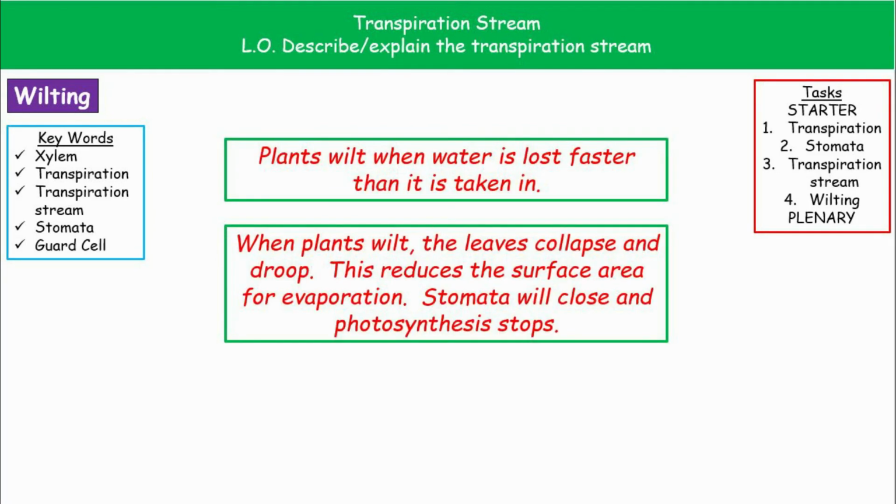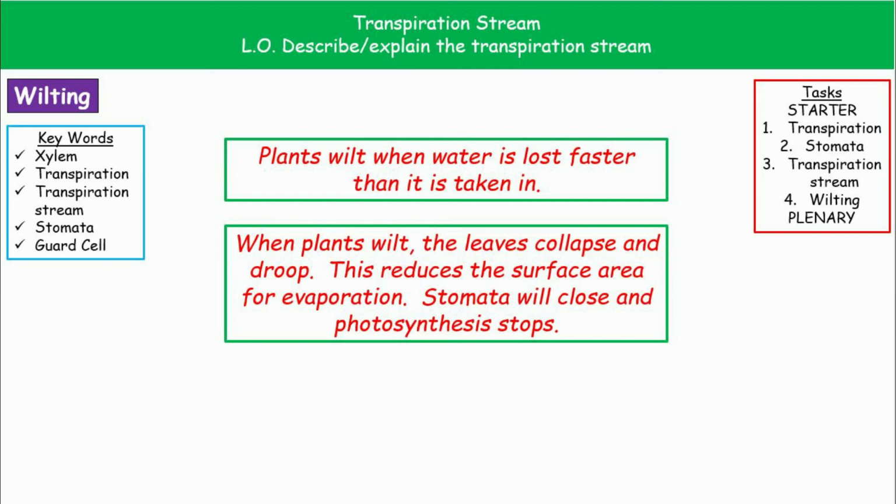So first one, the reason that plants wilt is because they're losing water at a faster rate than they're taking it in. I.e., you forget to water your plant for about a month and it's going to still lose water. So that's going to lead to a pretty sad looking plant.